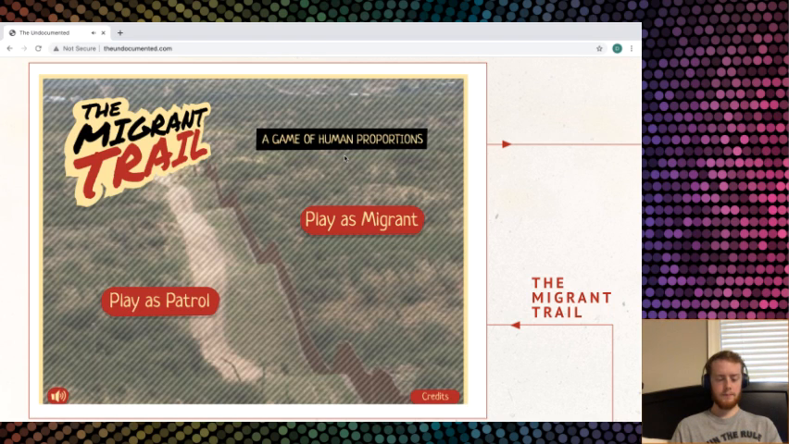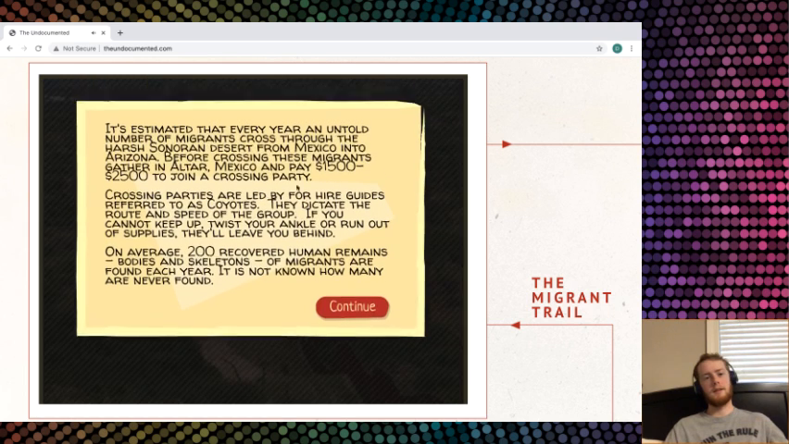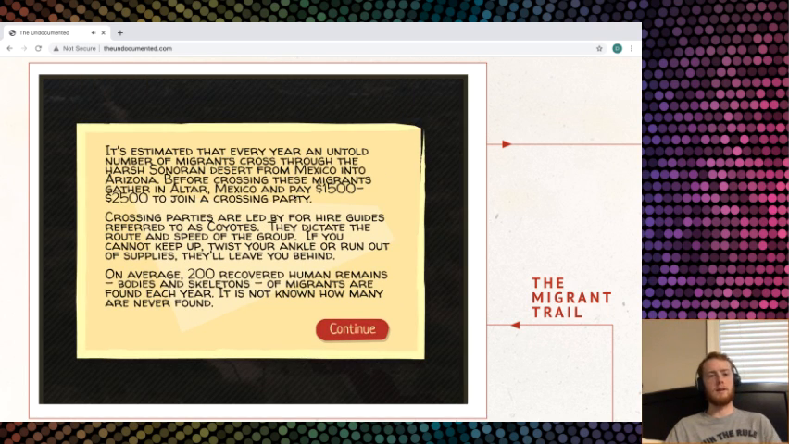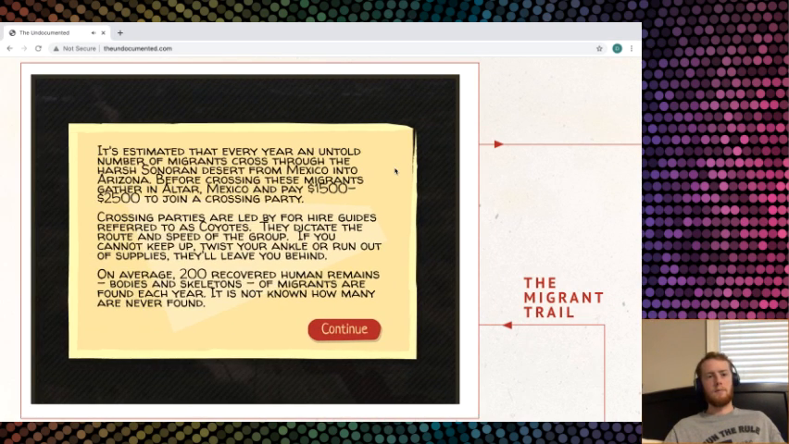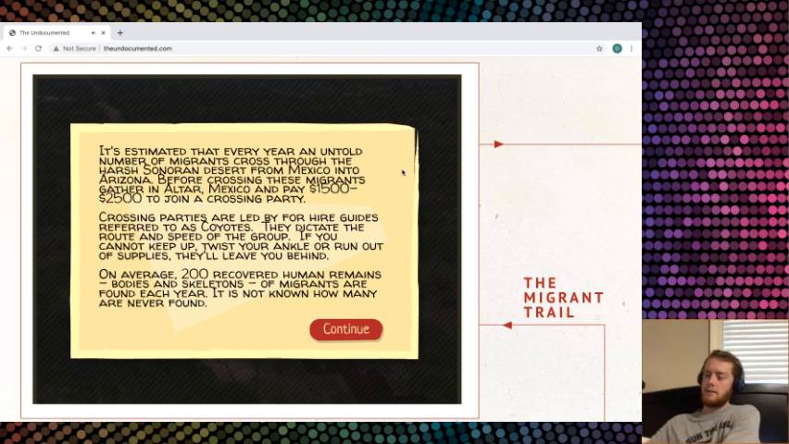So I think we'll go ahead and get started with this game. I think I will start to play as a migrant, and then if that goes quickly, and if I have time, I will go back and play as a border patrol. I kind of want to see both of the different aspects of this game. So here we go.